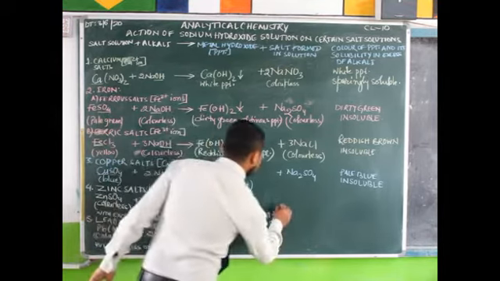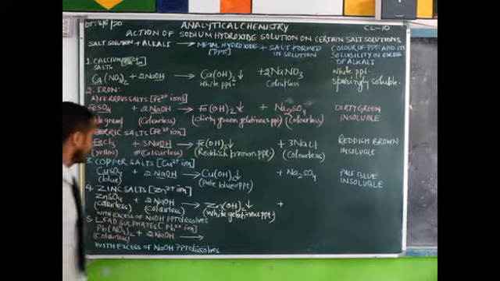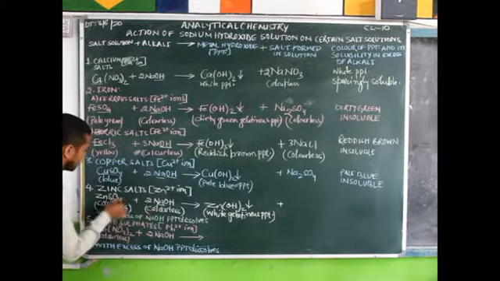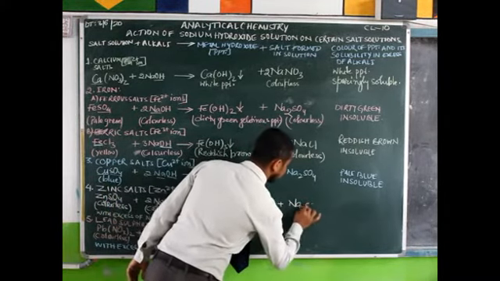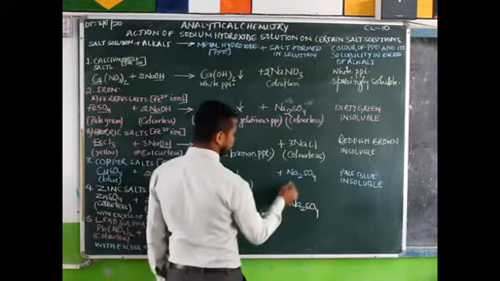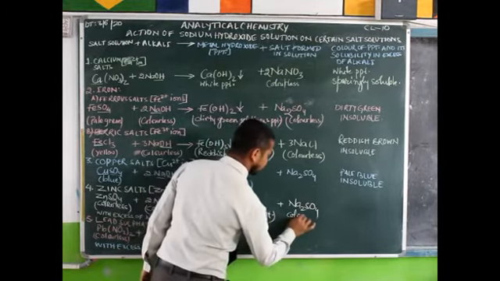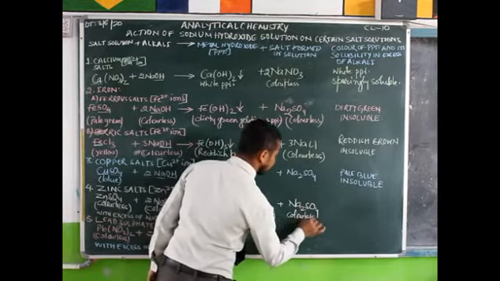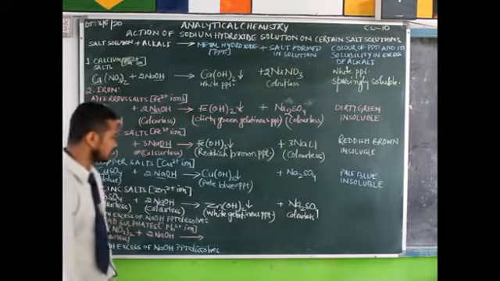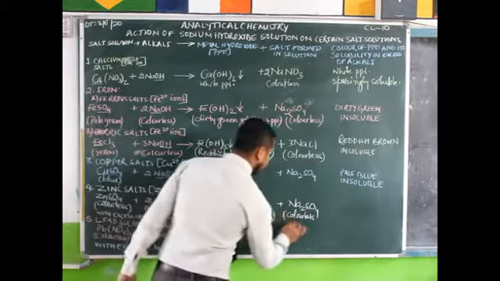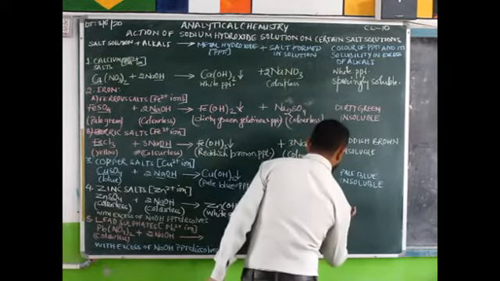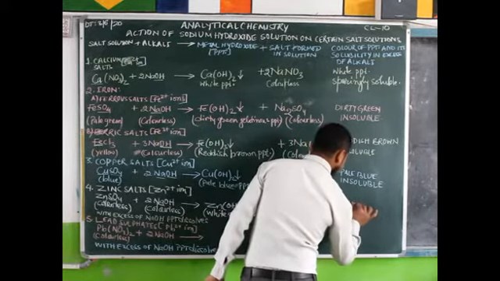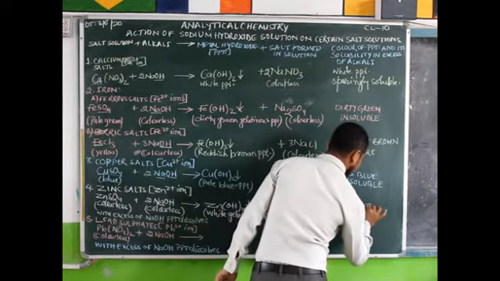Now, plus, what is the next you are getting? Sodium sulfate. So what can be the color of sodium sulfate? It is colorless. So this is also colorless. Sodium sulfate is colorless. Okay. Now, what is the color you are getting here? White gelatinous.